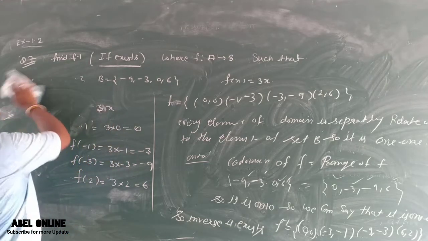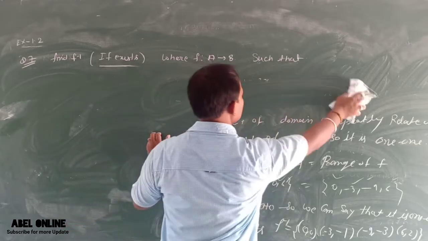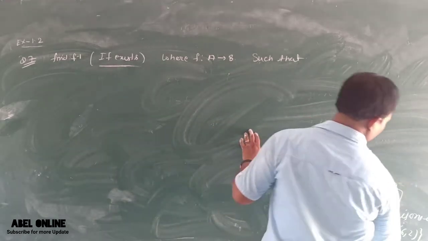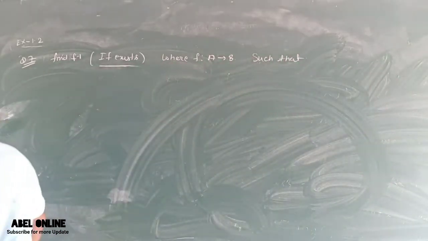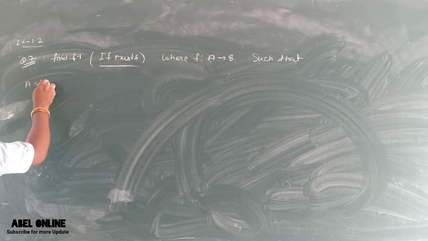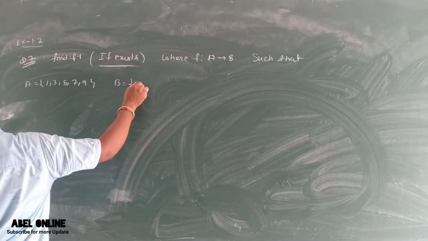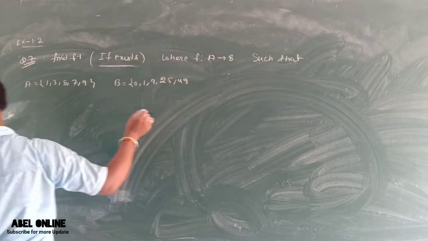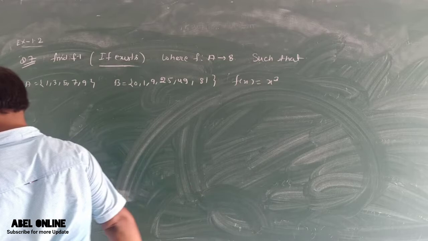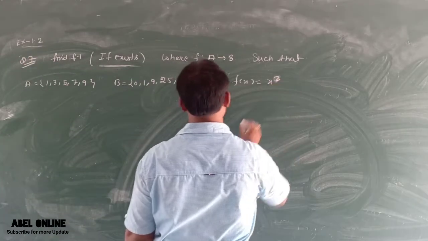Now come to the second part of this question, that is A equals {1, 3, 5, 7, 9} and B equals {0, 1, 9, 25, 49, 81}, and f(x) equals x square.